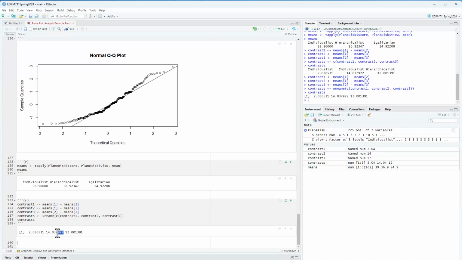The 14.03 is individualist and egalitarian, and notice that's the largest one. But we also have a pretty large one of 12, the difference between hierarchicalist and egalitarian. So those are our three estimates of the parameter contrast. These are the contrasts based upon sample means instead of population means.